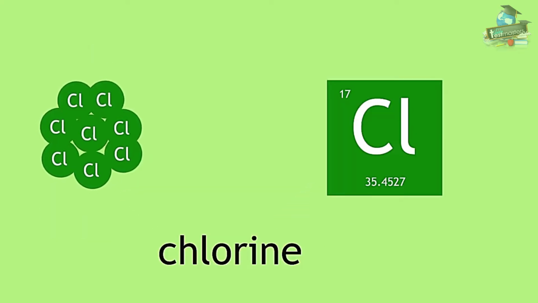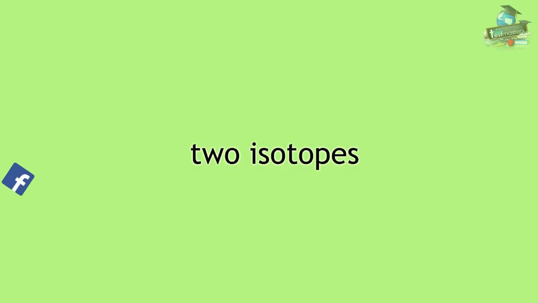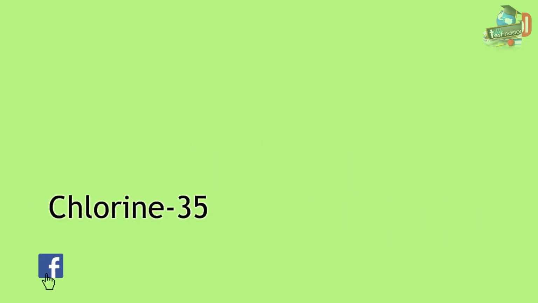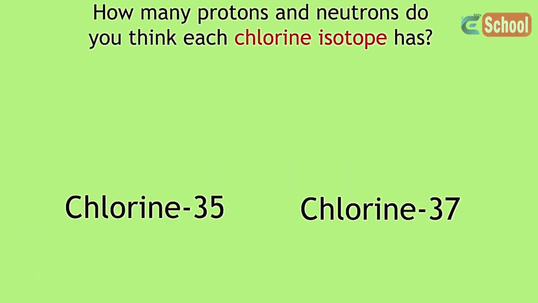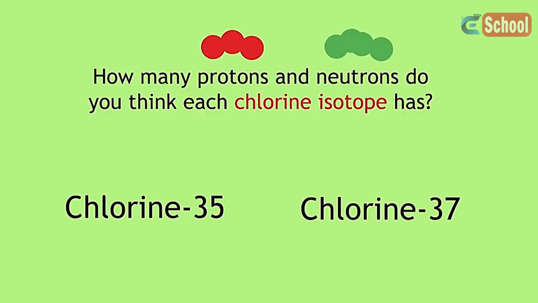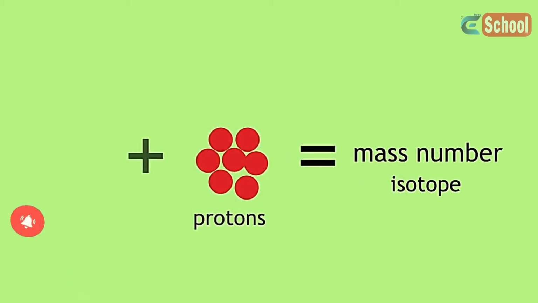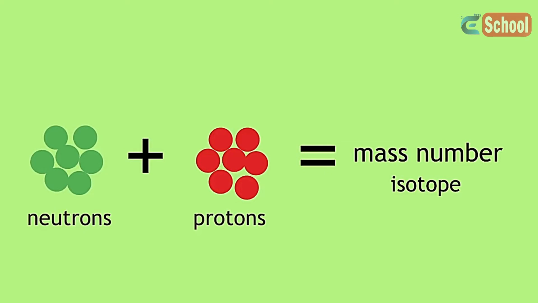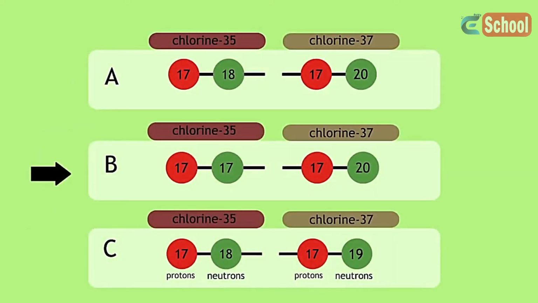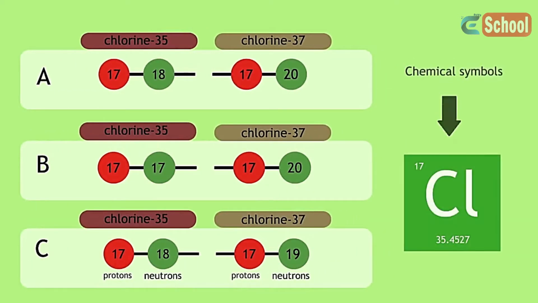Chlorine, for instance, exists as two isotopes, chlorine-35 and chlorine-37. How many protons and neutrons do you think each chlorine isotope has? Remember, the mass number for an isotope is equal to the number of protons it has plus the number of neutrons. Pause and select from one of the following options. Use the chemical symbols to help you work this out.